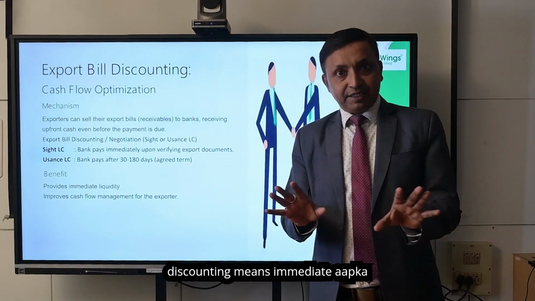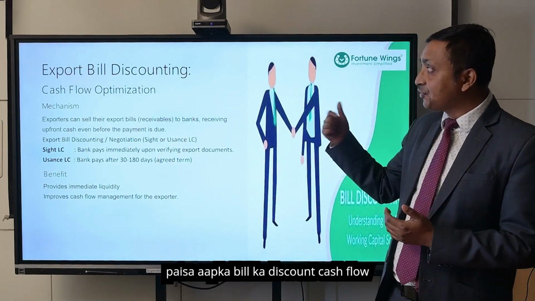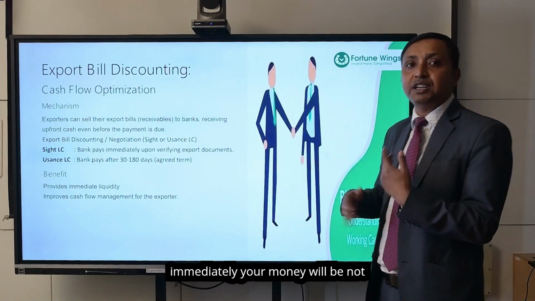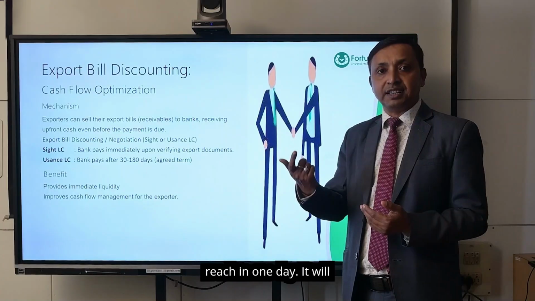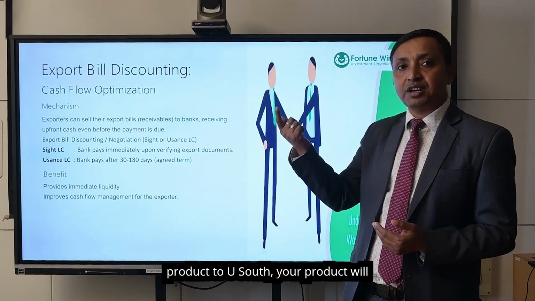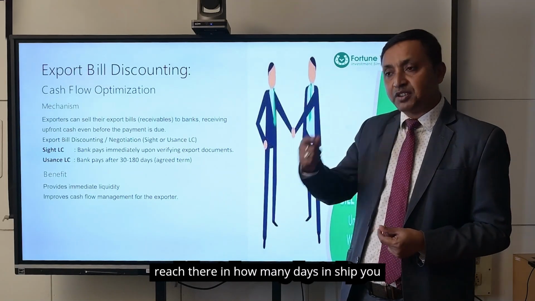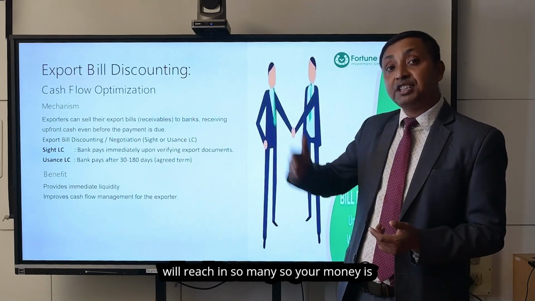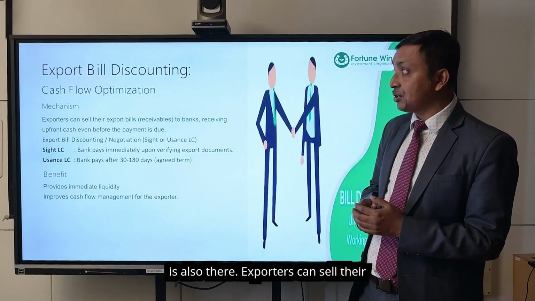Export bill discounting means you get money immediately; your bill gets discounted. Cash flow optimization: your cash flow becomes immediate. Your money will not be blocked, because your product will not reach in one day. It will reach there, maybe, if you are sending a product to the US, in how many days? In a ship, you are sending in bulk, so it will reach in so many days. So your money is blocked. So export bill discounting is also there.